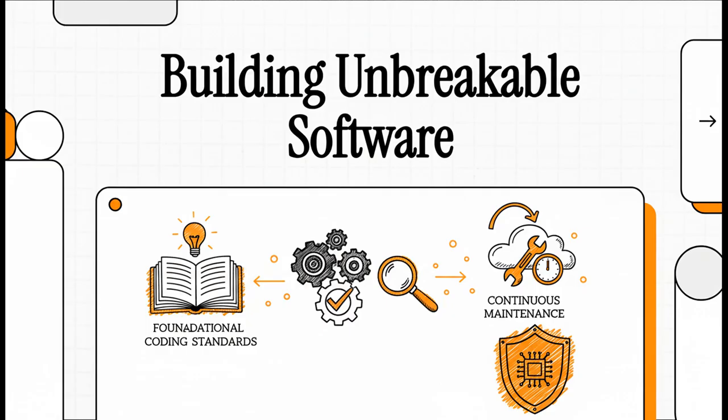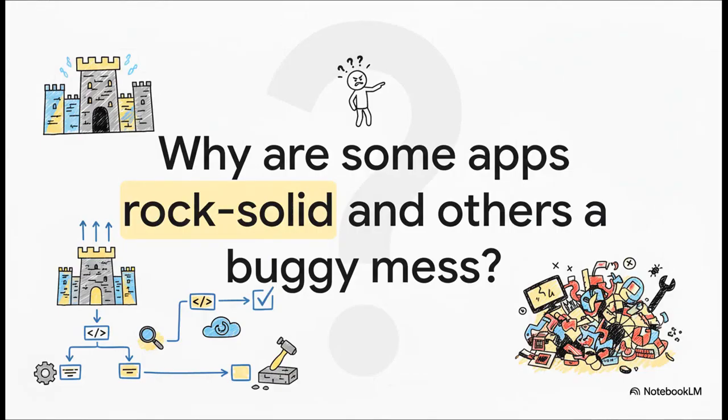Oh, you know that feeling for sure. You've got one app that just runs perfectly, year after year. And then you've got another that crashes if you even look at it the wrong way. So, what's the deal? Is it just random luck? Magic? No, not at all. It's actually a really deliberate, structured process, and we're about to break down exactly how it's done.